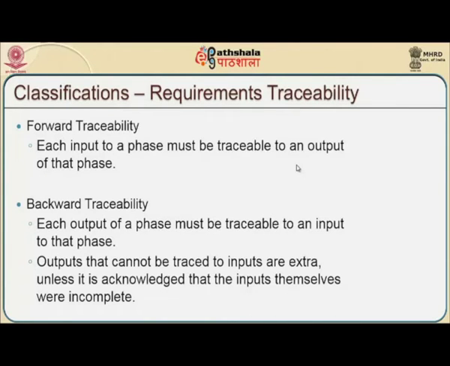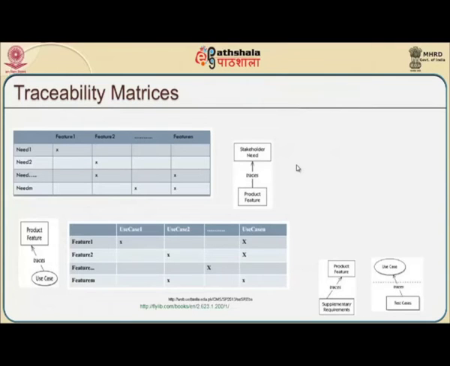When it is backward traceable, each output of the phase must be traceable to the input of that particular phase. Output that cannot be traced to inputs are extra unless it is acknowledged that the inputs themselves were incomplete. So this is the way of traceability matrix, where for example I have given a list of features, feature 1, feature 2 up to n features, and the need that I require from all these features.